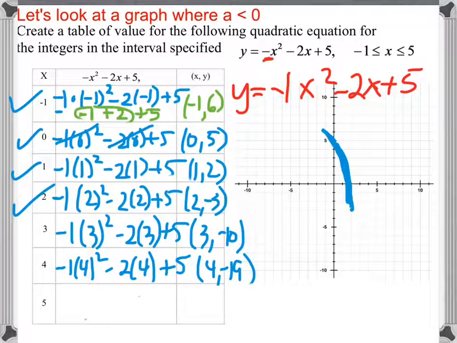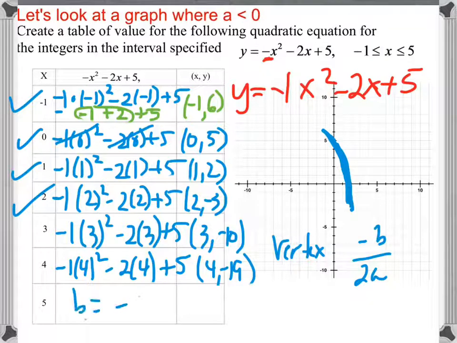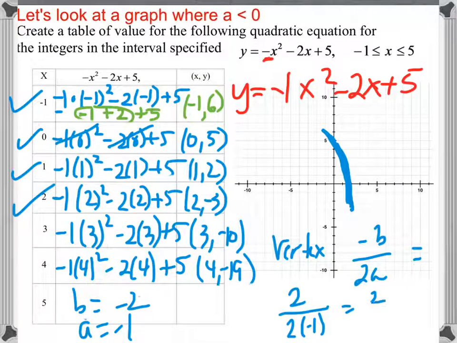So I want to use the vertex information. Remember, the vertex calculation is negative b over 2a. Our b here is negative 2 and our a is negative 1. So this will be the opposite of b, which is 2, because b is negative 2, over 2 times negative 1. So that's 2 over negative 2, which is negative 1. So our vertex is at negative 1. This green point right here is our vertex. That means that the graph is going to be symmetric about that line.